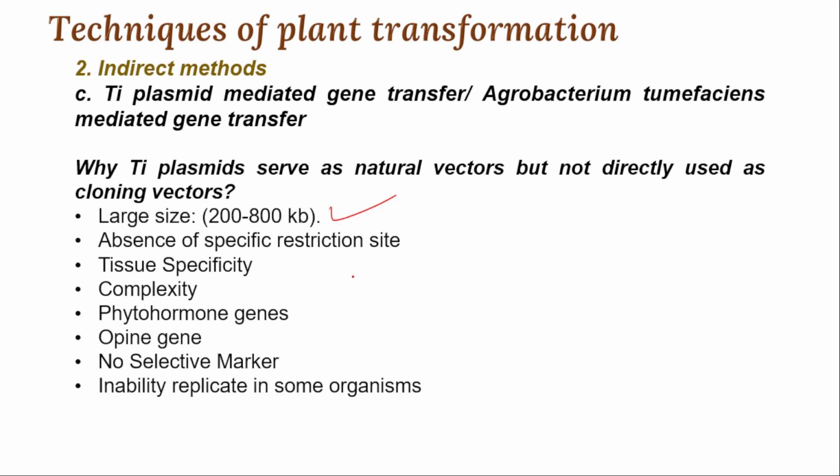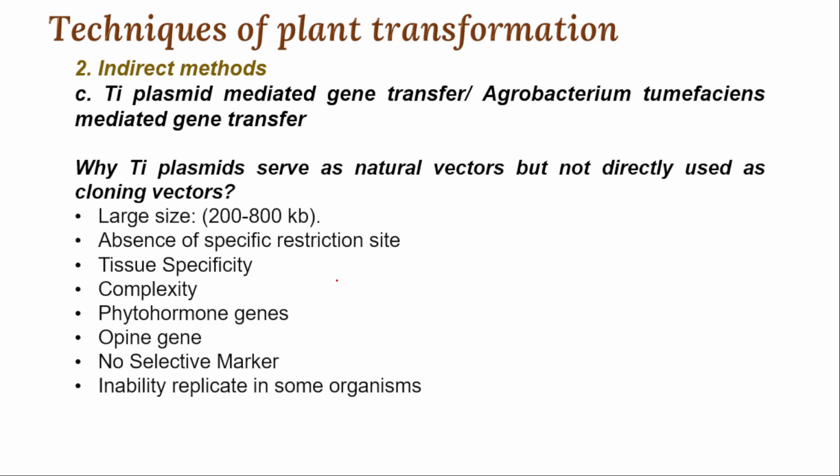And one more thing is, it lacks specific restriction sites. So you must know that to integrate into a particular plant genome, they must have some restriction sites, otherwise the restriction enzymes will not work and splice it. BamHI, EcoRI type restriction enzymes are there. Here they lack the restriction enzyme sites.